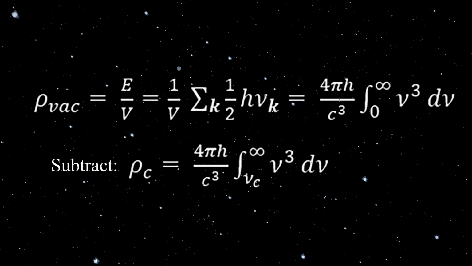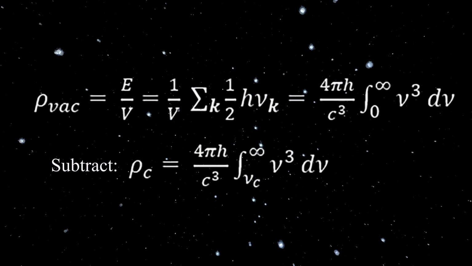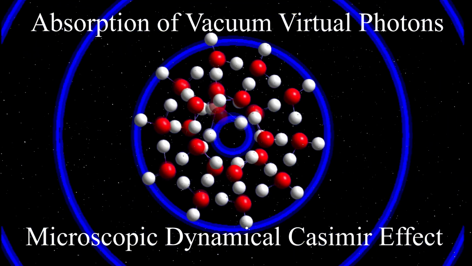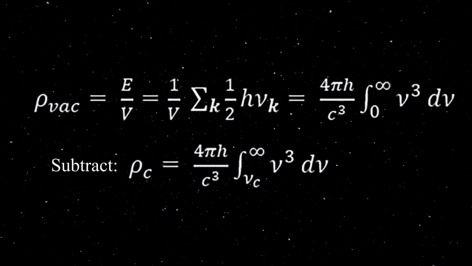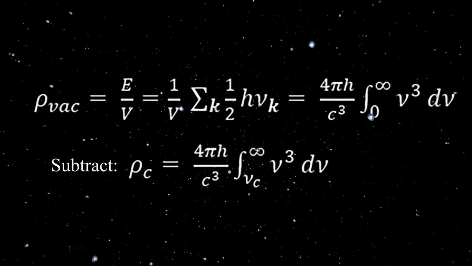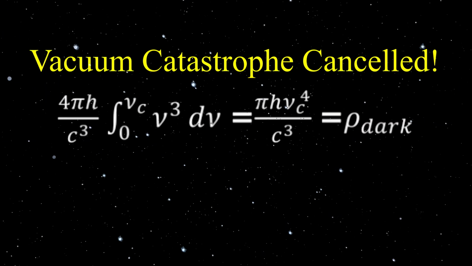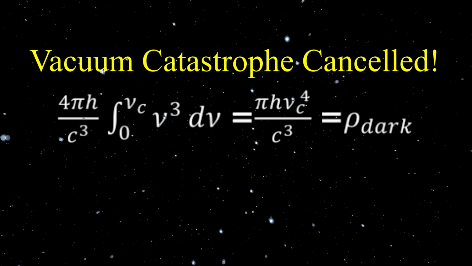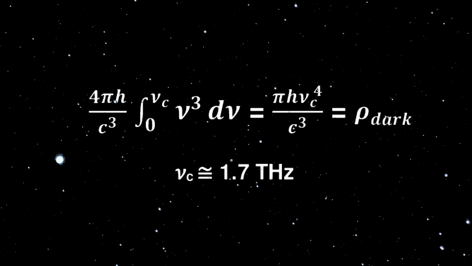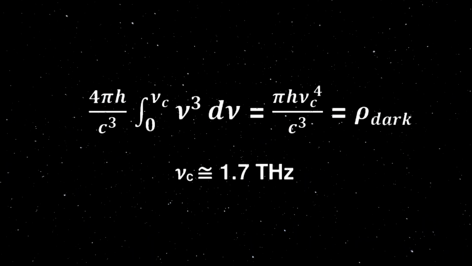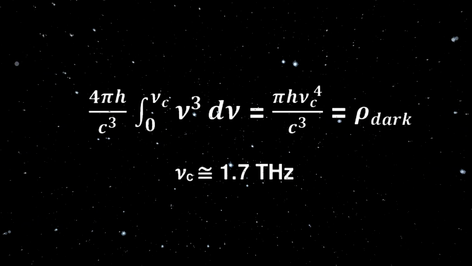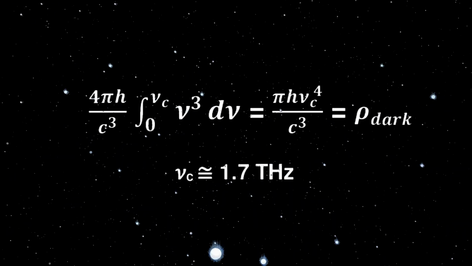If instead, we subtract the energy density, rho sub c, of virtual photons of zero-point vacuum fluctuations captured by ejected water nanoclusters through the microscopic dynamical Casimir effect, the divergent integral is largely cancelled. Nu sub c is the cutoff vibrational frequency of the ejected water nanoclusters. This leaves the finite quantity shown to be identified with the dark energy density. For the prominent pentagonal dodecahedral water nanocluster, the cutoff vibrational frequency is approximately 1.7 terahertz. This formula produces the correct small dark energy density and consequently the small cosmological constant.